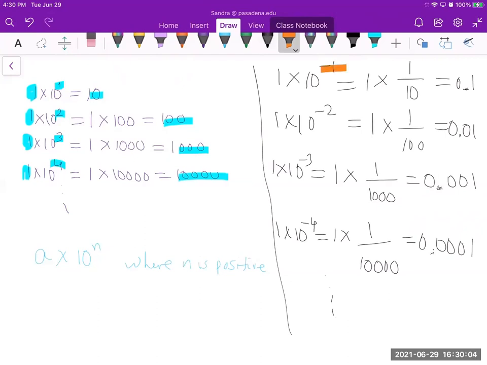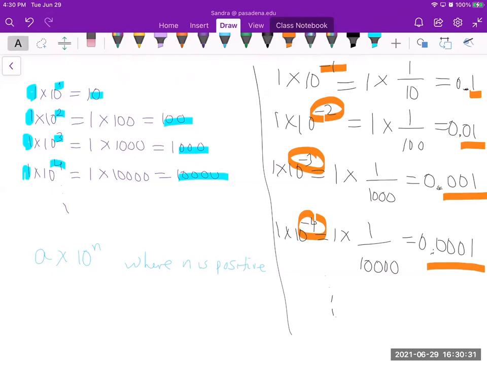Now, let me see if I can see a pattern. If this is a negative 1, I have 1 decimal place right here. If this is a negative 2, I have 2 decimal places. A negative 3, I have 3 decimal places. Negative 4, I'm sorry, I have 4 decimal places to the right of your decimal point.